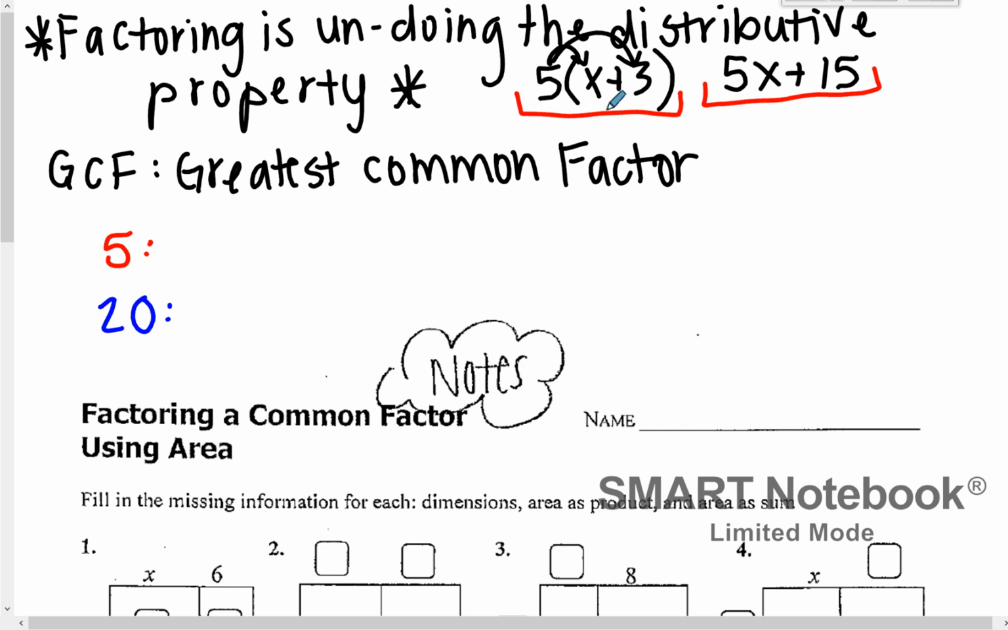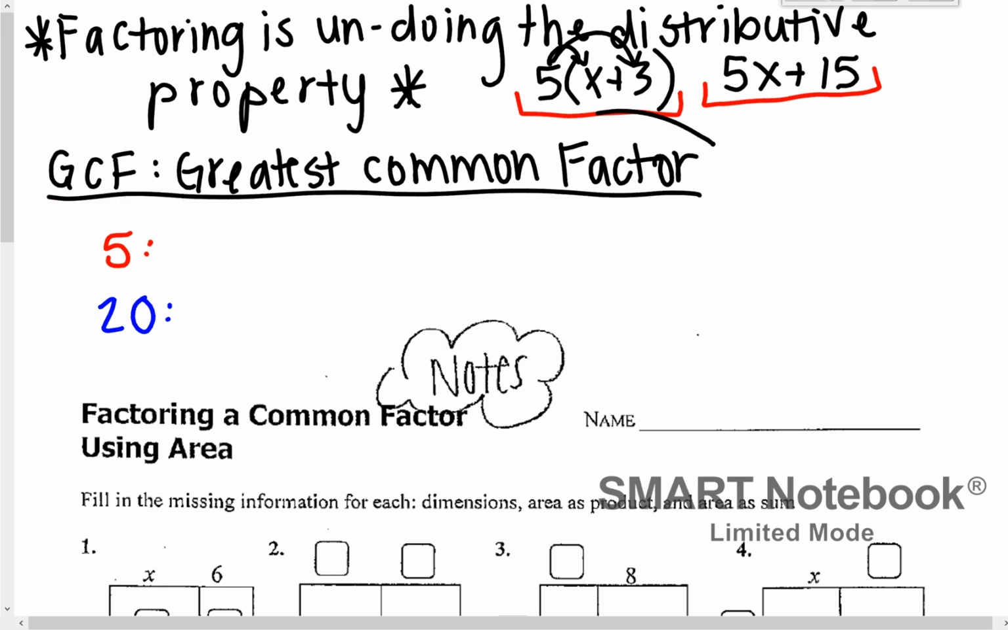If you want to take notes on this, you can always flip your page over and do this on the back. All right. So in order to factor, almost every single direction is always going to say factor using the greatest common factor. Okay, so let's review how to find the greatest common factor.